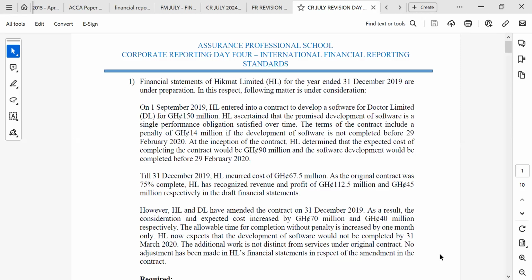The allowable time for completion without penalties is increased by 1 month only. However, HL now expect that the development of software will not be completed by 31 March 2020. The additional work is not distinct from this one. So are we going to be paying the penalty based on what we are given now? Based on the information that we are given, is the penalty possible? It is likely. They are saying that based on the information, they are not expected to complete. So it means that they will be paying the penalty, isn't it?